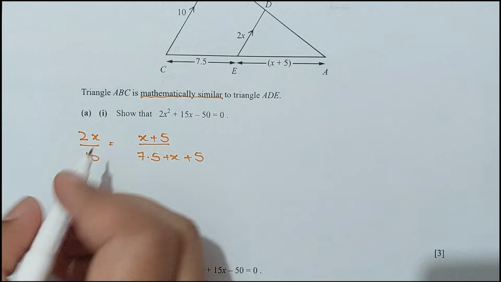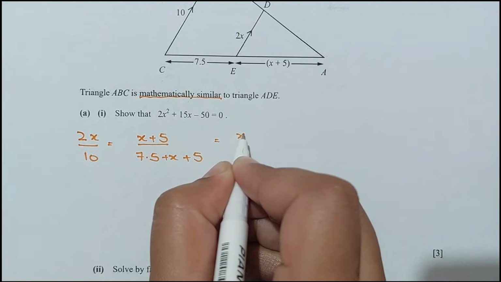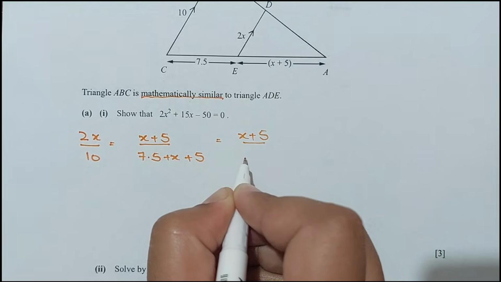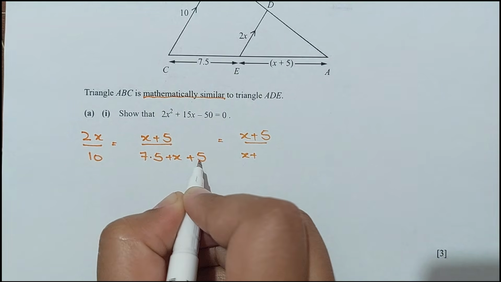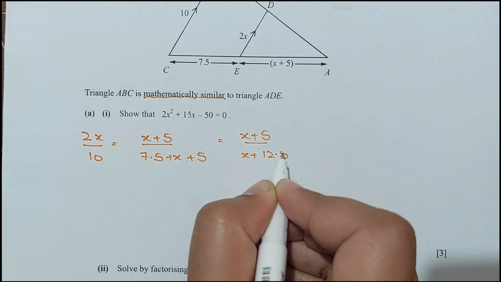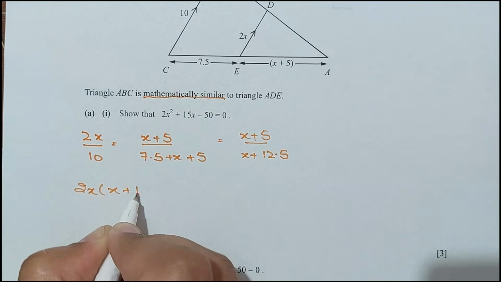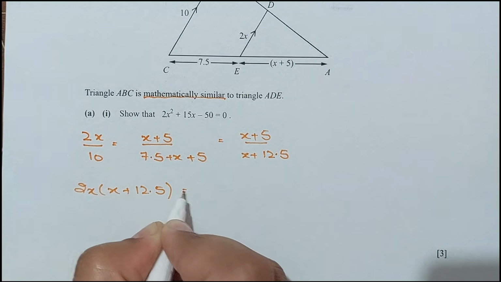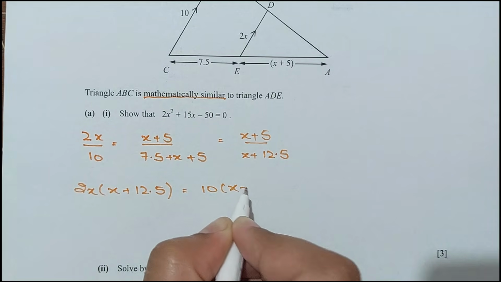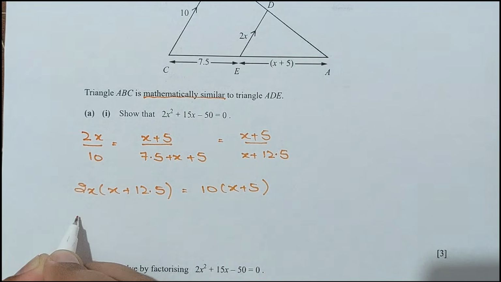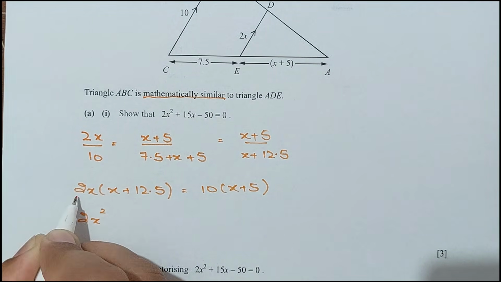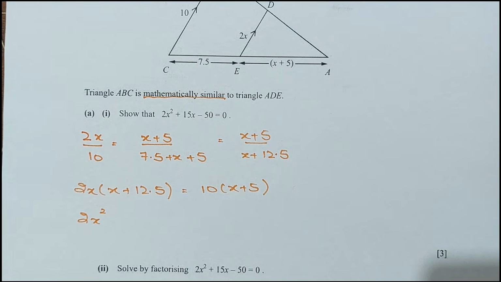Okay, now we have to simplify this. So this would be equal to x plus 5 over x plus 7.5 plus 5, which is 12.5. Now we do the cross multiplication. 2x with x plus 12.5. This is 10 with x plus 5. 2x squared. 2 times 12.5. You can do 2 times 5.